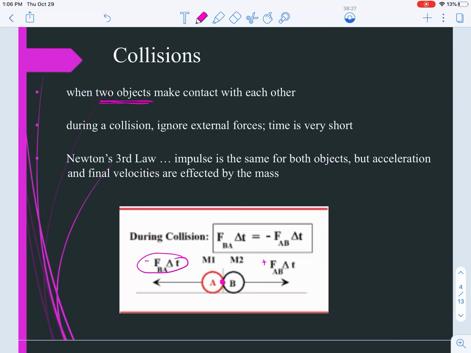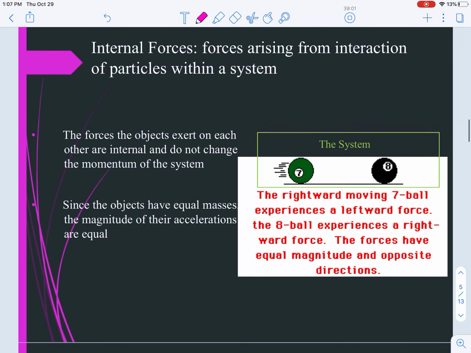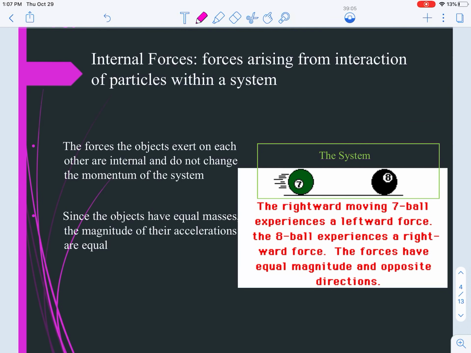So what this means is that the impulse that object A experiences is the same impulse as object B, except object B's impulse is in the positive direction and object A's impulse is in the negative direction. So this tells me that both of my objects are going to experience the same change in momentum. The magnitudes of their change in momentum will be the same. But object B will experience a positive change and object A will experience a negative change, according to this example that we see illustrated here.